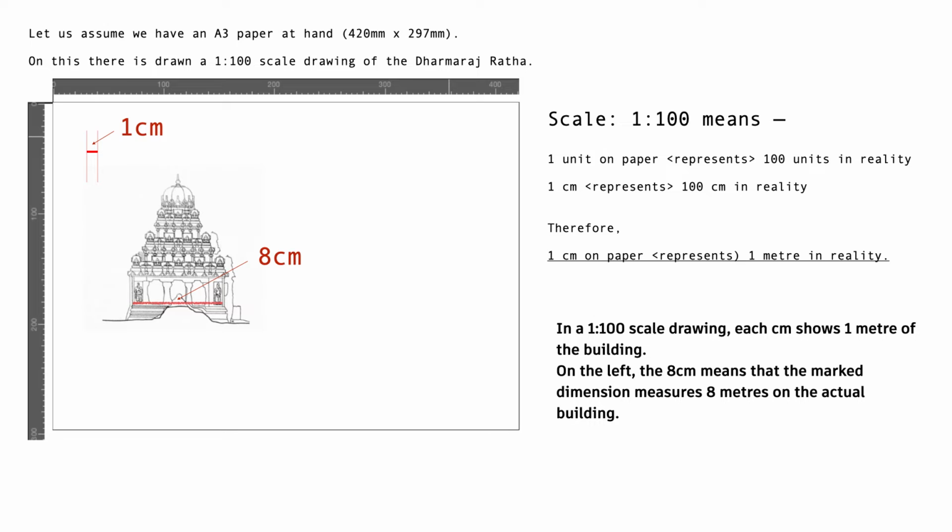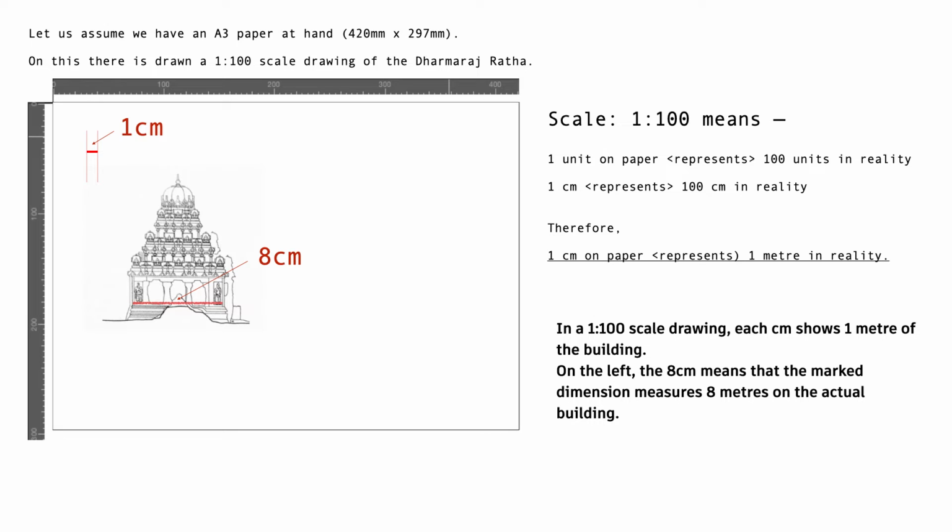Now suppose we look at it the other way around. If we have a standard size of paper, we begin to get used to each scale within the paper and what it means a little more. Let us assume that we have an A3 paper at hand. That is, the size is 420 millimeters by 297 millimeters. That's the standard size of an A3 paper.